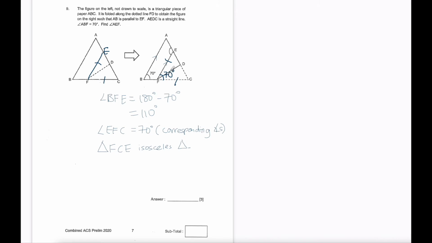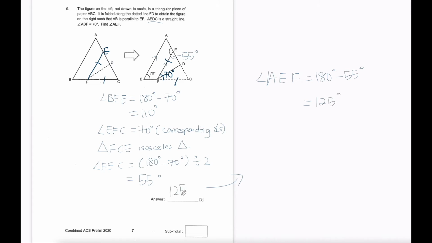So now that we have 70 degrees, can we find out what is FEC? FEC is just the base of the isosceles triangle. So I take 180 degrees minus away 70 degrees and I divide it by 2. I'm going to get 55 degrees. So this is 55. And there we have it. They also told us that AEDC is a straight line, so we can just find out what's AEF. Angle AEF equals 180 degrees minus 55 degrees. It will give us 125 degrees, and that's it.